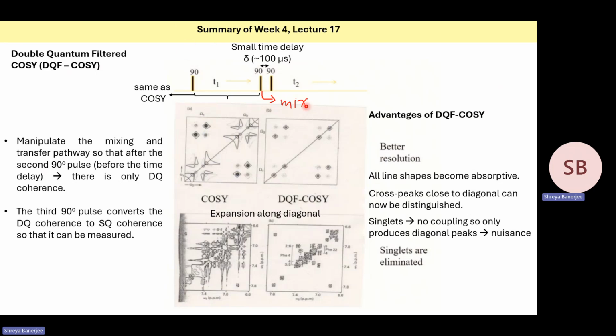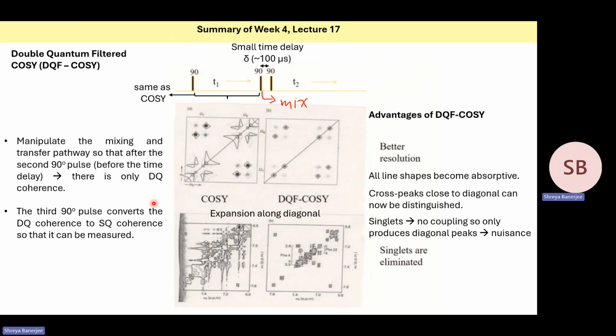You are manipulating the mixing and this time delay in such a way that after the COSY sequence is completed, only double quantum coherence is present. So you're filtering out all other quantum coherences, like zero quantum, single quantum, and multiple quantum. But remember that double quantum coherence cannot be measured. So that is the purpose of this third 90-degree pulse. It is converting the double quantum coherence to single quantum coherence so that it can be measured.